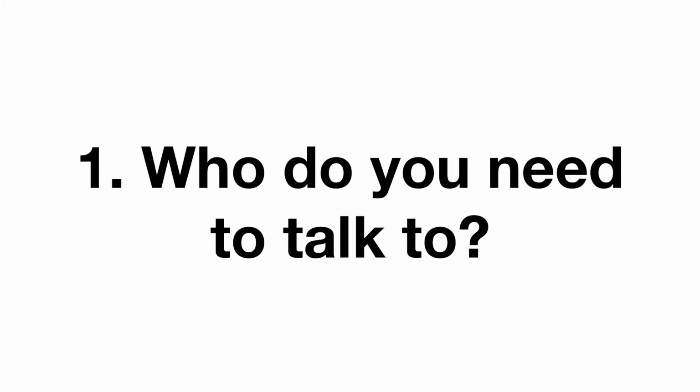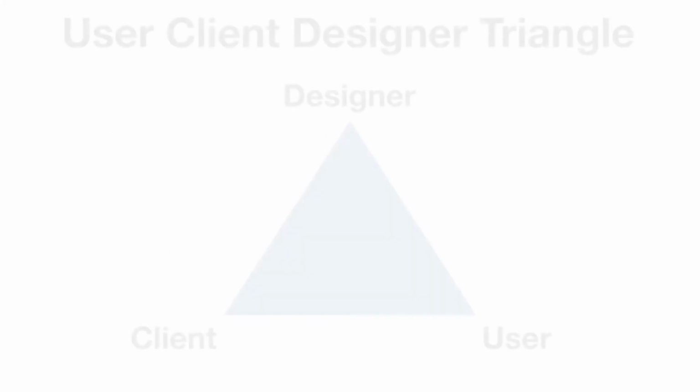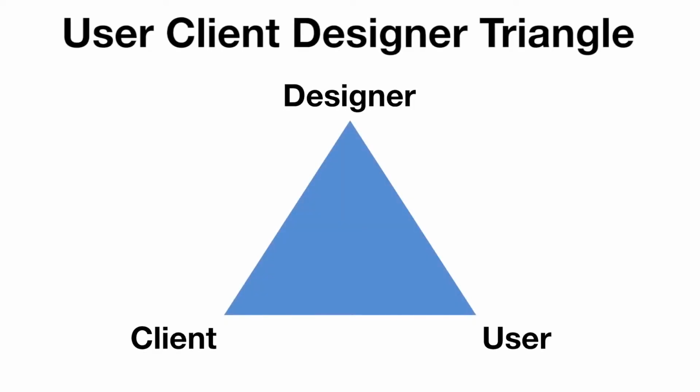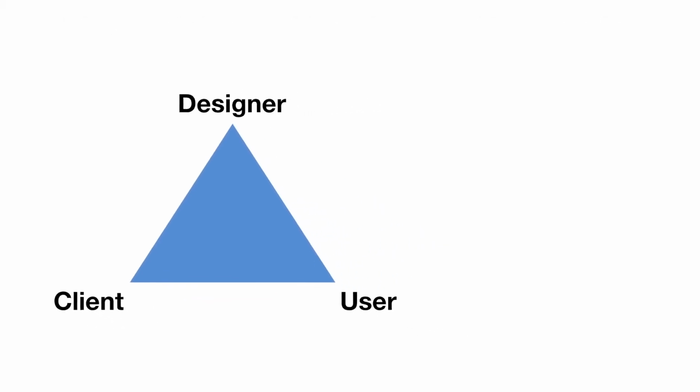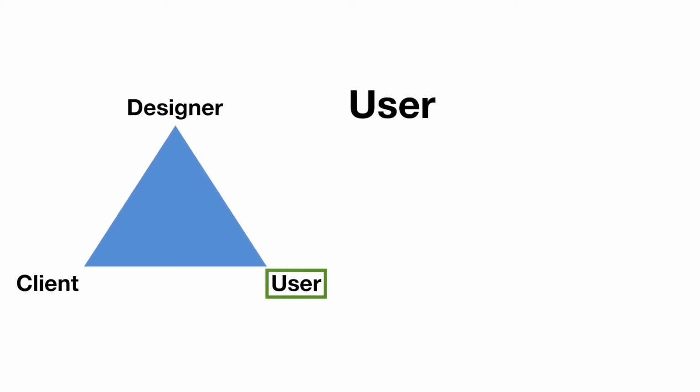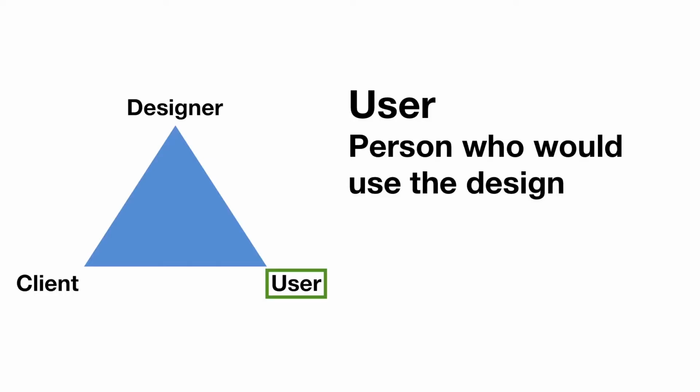Let's address the first question, who do you talk to? This model, the user-client-designer triangle, is helpful as a discussion point. We can use this triangle to define the participants in engineering design. The first point of the triangle is the user. The user is any person who might use the device or the design. Example users for a water bottle might be a cyclist, a student, or someone who's bedridden.